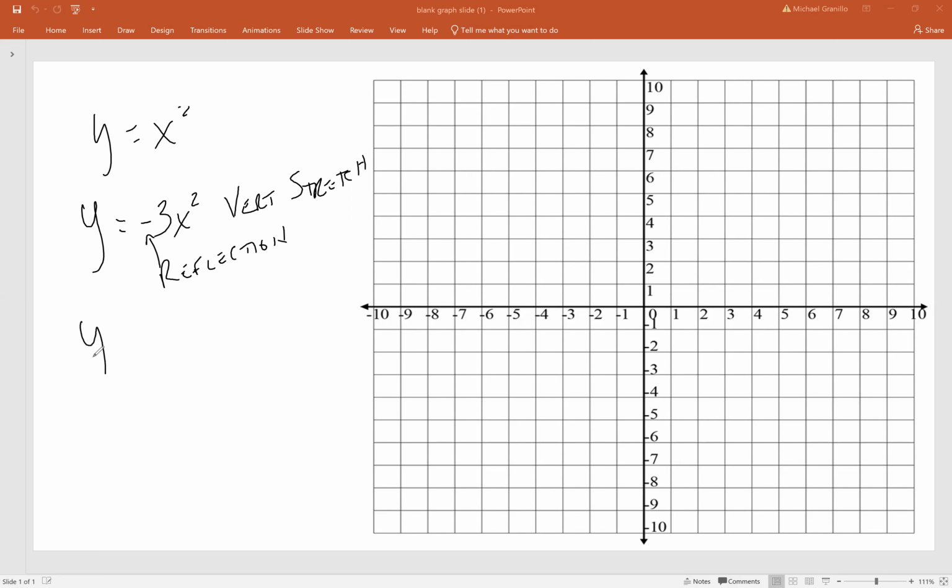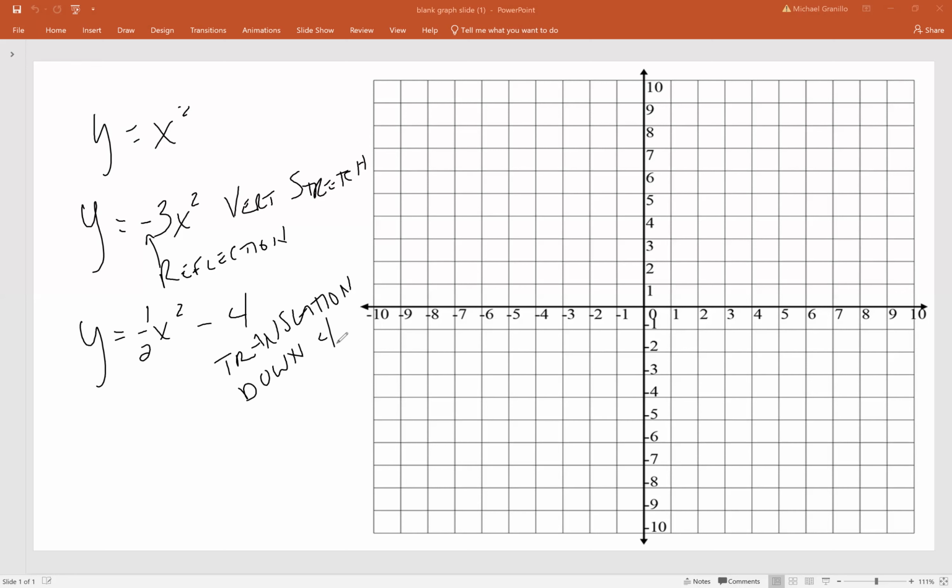Then we added one more thing. We might have said 1/2 x squared and then minus 4. And what did that minus 4 do? It was a translation down 4. Okay. The 1/2 would have been a vertical shrink, made it wider. Okay, but that's what we've been doing so far.